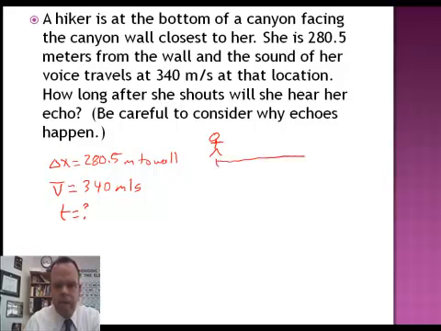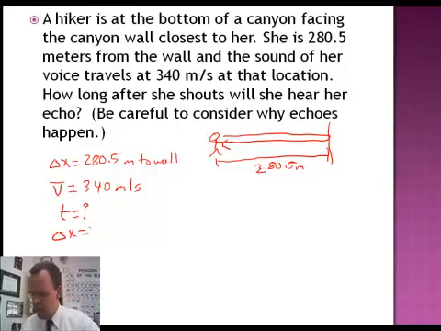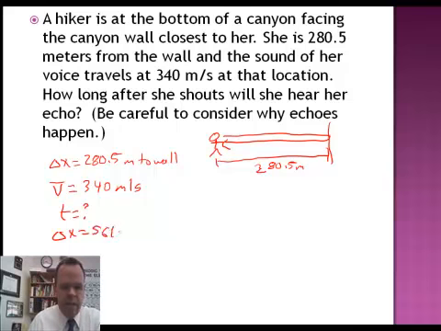So we have a person, they're 280.5 meters away from the wall. When an echo happens, the sound doesn't just travel to the wall, it bounces off the wall and comes back. So in actuality, the displacement that we're going to talk about, total displacement, that's distance that's traveled for the sound, 280.5 meters, and then it's going to come back 280.5 meters. So our total distance that this is going to travel is 561 meters.